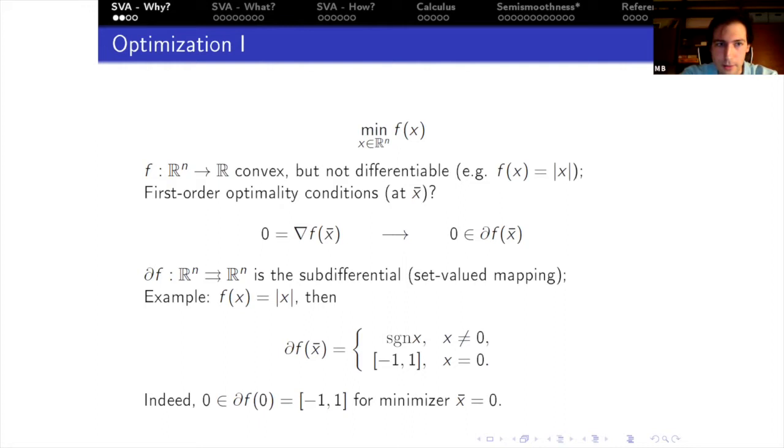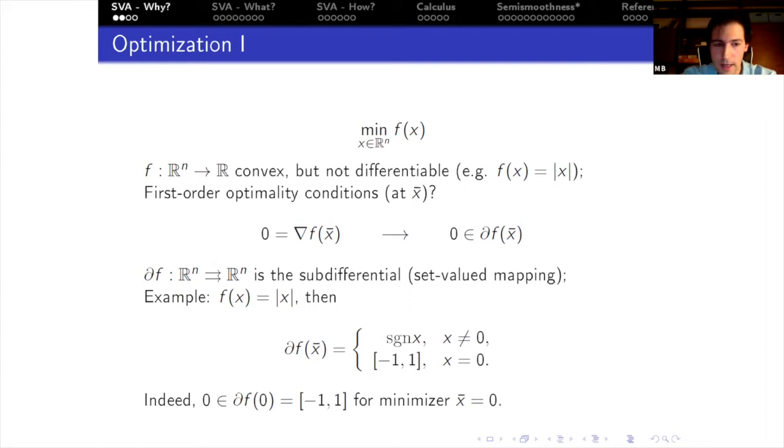We consider a very simple optimization problem. We have a function which is convex but undifferentiable. Then if we want to discuss optimality conditions, we cannot use the gradient anymore. And this can be, as is well known, replaced by the so-called subdifferential, in this case, the convex subdifferential. So instead of the equality, zero equals the gradient at the point in question, we have that zero belongs to the subdifferential, because this subdifferential is a set-valued mapping.